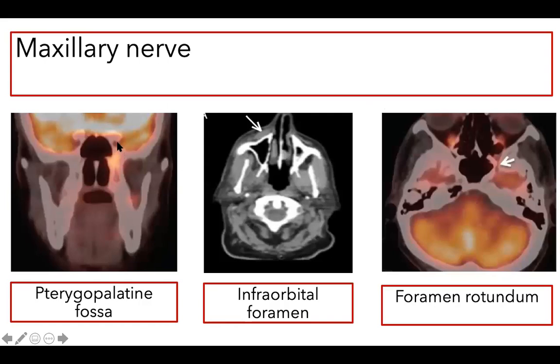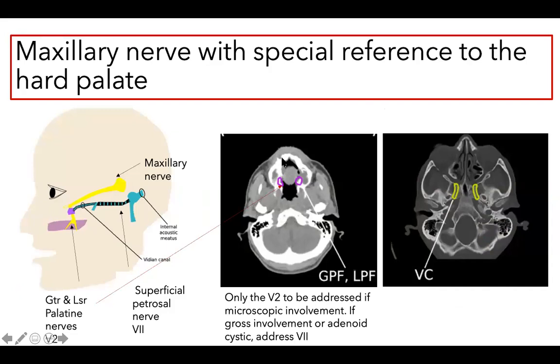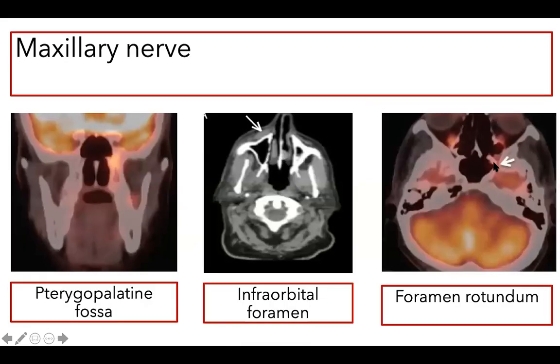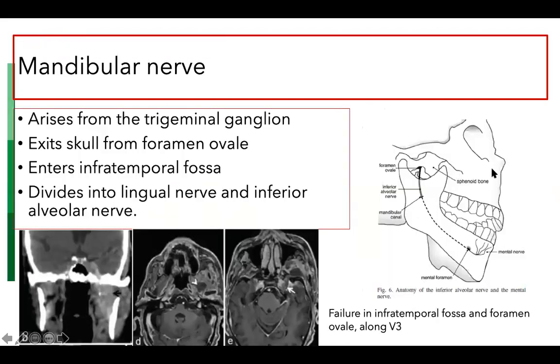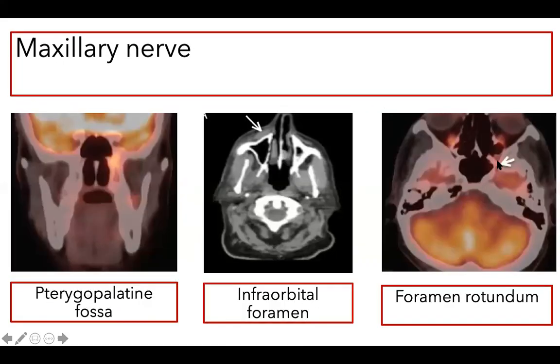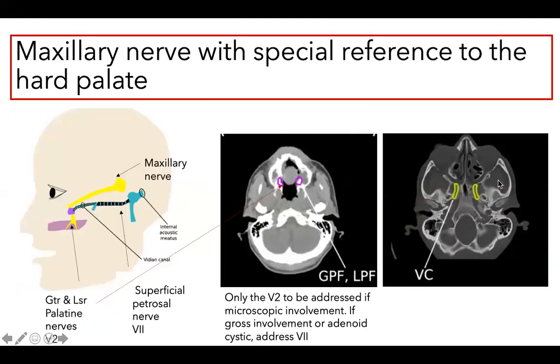So this is a lesion in the pterygopalatine fossa. This is a lesion in the infraorbital nerve. And this is a widening of the foramen rotundum. We don't see it on this side, but we see it on the other side. So this is the foramen rotundum, and a widening of the foramen rotundum indicates disease. Now the other thing, if the hard palate is involved, then we need to be aware of the greater and the lesser palatine nerves.